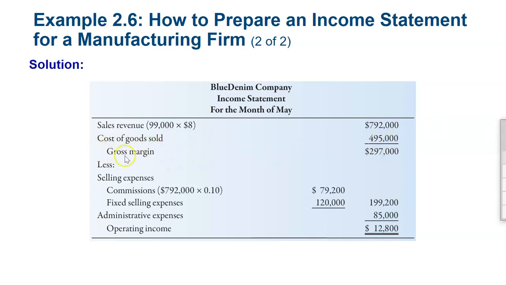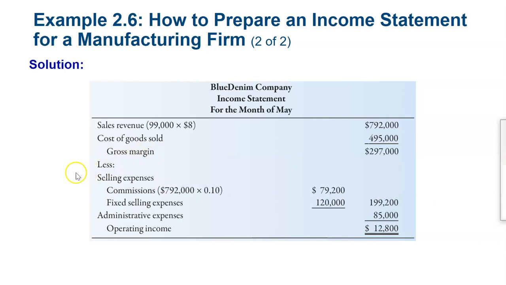I should point out to you that we have a little bit of different terminology here. We have gross margin. You may recall from your financial accounting class that if this had been a non-manufacturer, a merchandising company, we would call this gross profit. So the terminology does change. It amounts to the same thing because it's sales revenue minus cost of goods sold, but we call that gross margin for a manufacturer, gross profit for a merchandiser.